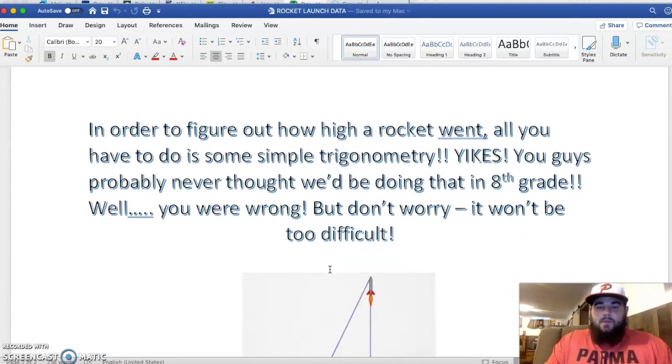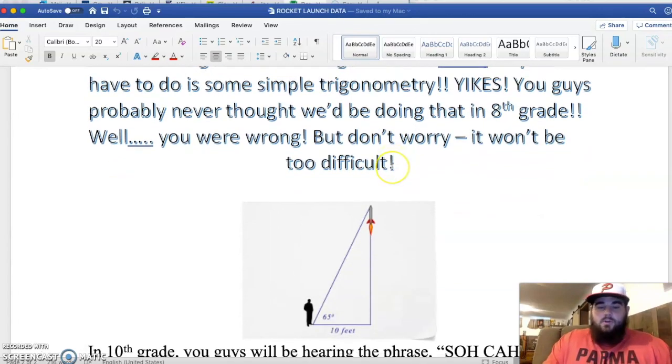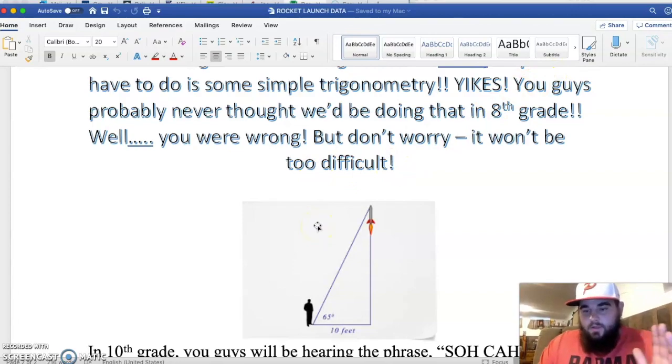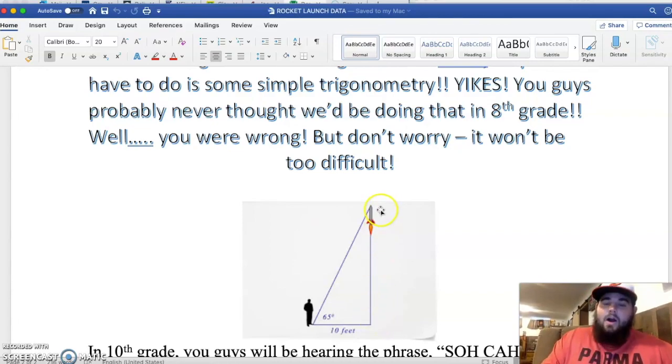Down at the bottom, in order to figure out how high the rockets went, you'll have to do simple trigonometry. Trigonometry has to do with triangles. Crazy, I know, but usually that's a 10th grade concept. We're going to use a little bit of trigonometry this time to figure out how high our rocket went, and then figure out this hypotenuse using the Pythagorean theorem that we learned last week.